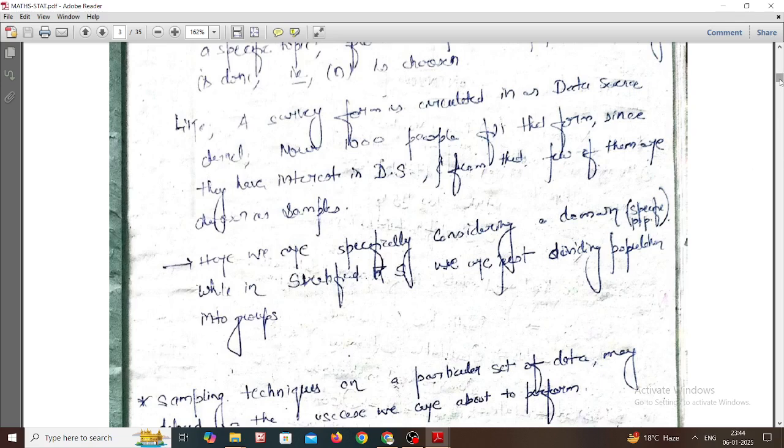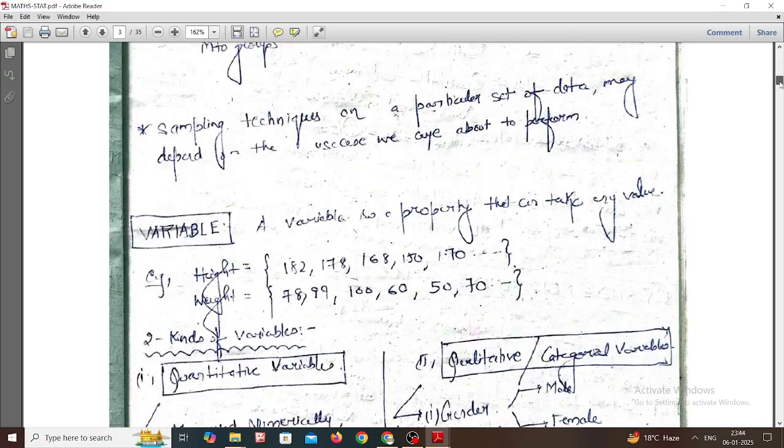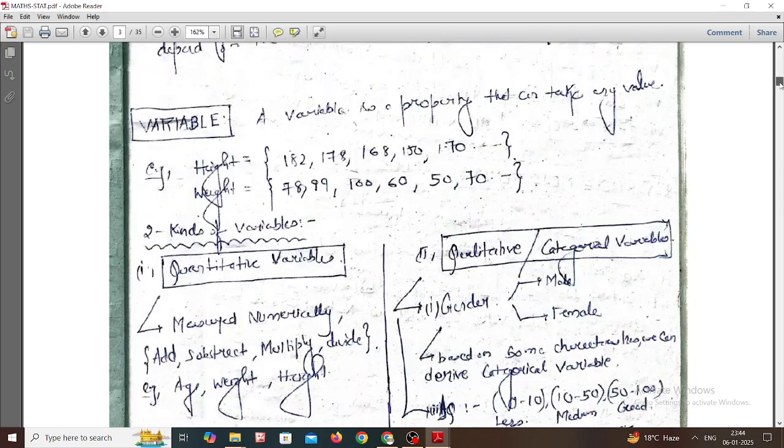So this convenience sampling is basically domain specific. Now let us move to variable. A variable is a property that can take any value. So variable we have read, x is a variable, y is a variable, z is a variable. We say that let this be x.